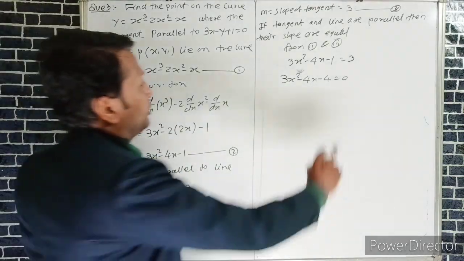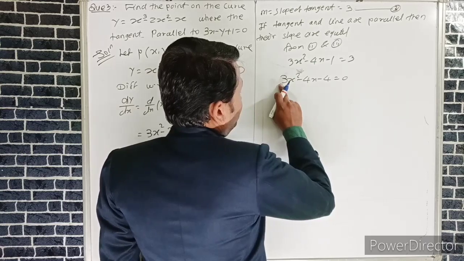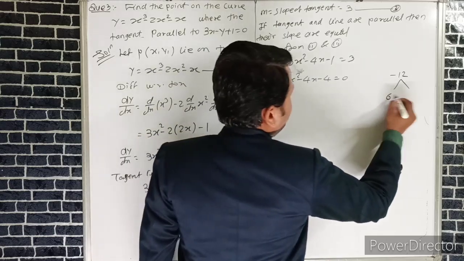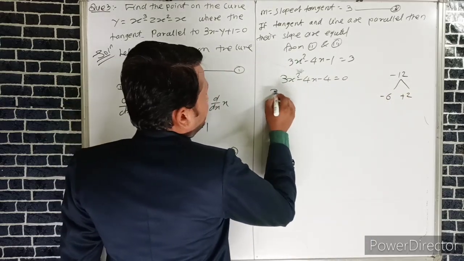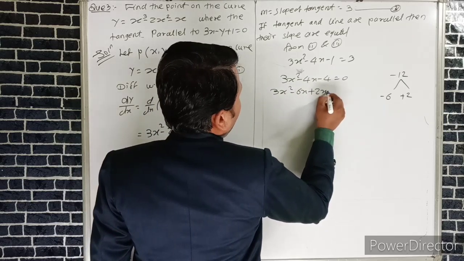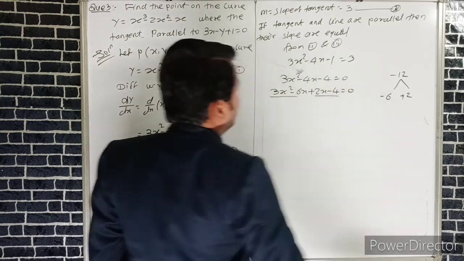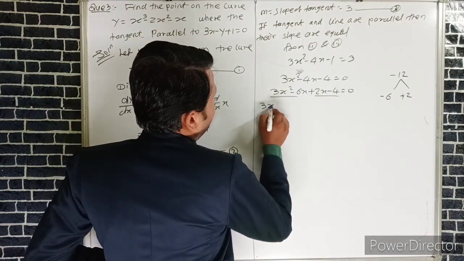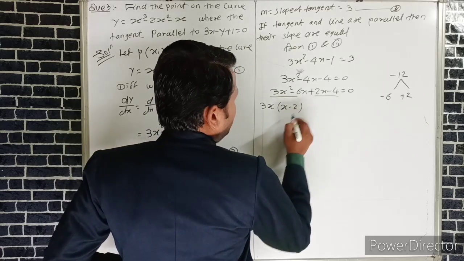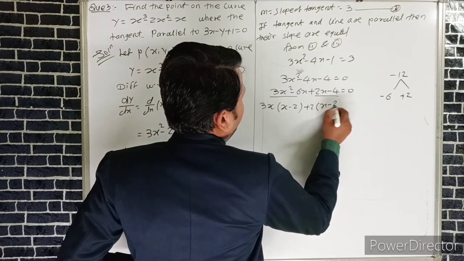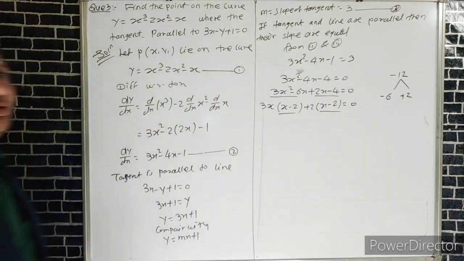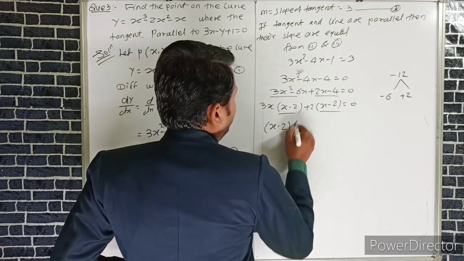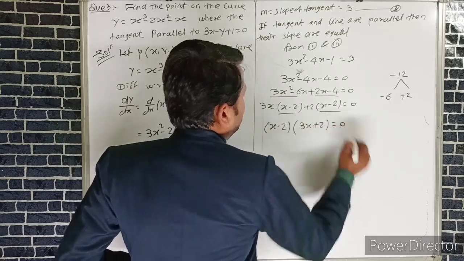So here we have to find the value of x. If we factorize this equation, 3 into minus 4, we can write minus 12. 6 into 2, minus 6 plus 2, we can factorize: 3x square minus 6x plus 2x minus 4 is equal to 0. Here we can take 3x common from 3x square minus 6x, we can write x minus 2. If we take plus 2 common, x minus 2 is equal to 0. x minus 2 is another common bracket we can take from both, and we can write x minus 2 in the first bracket and 3x plus 2 in the second bracket is equal to 0.